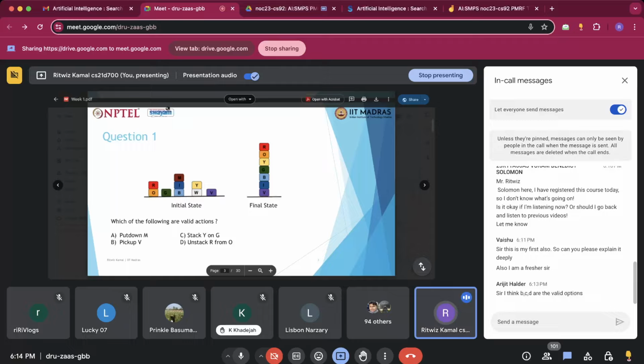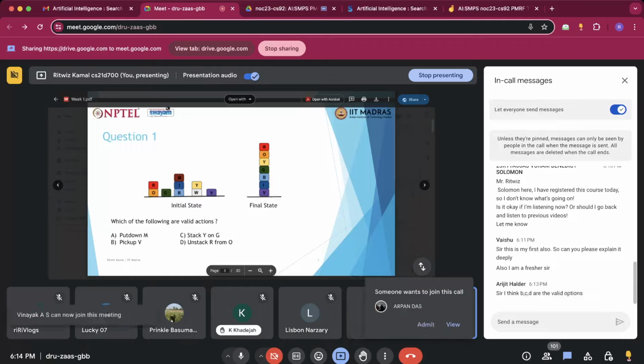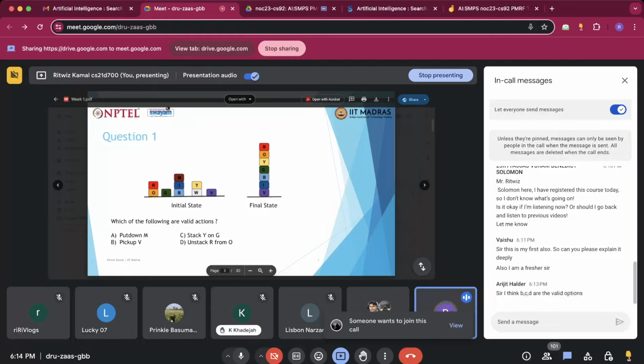Let's look at B, pick up V, right? Now this seems to be fair because it can pick up V from the top of the table. Now let's look at C, which says stack Y on G. Okay, now think about it.